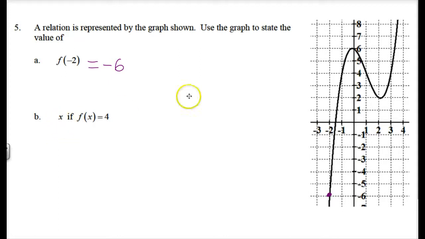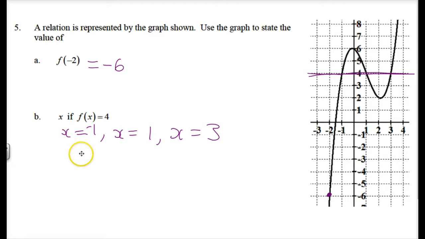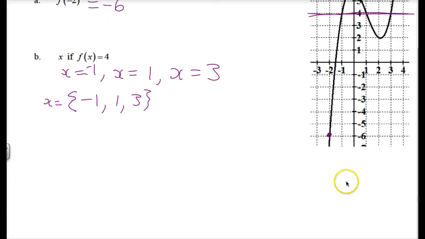What is the value of x if f of x equals 4? Think of that as we draw a horizontal line at 4, right? F of x equals 4 is another way of saying y is equal to 4. So x is equal to 1. Oh, sorry, negative 1, positive 1, and x is equal to 3. So we could say negative 1, 1, 3. So x is equal to the following set of numbers. Remember, these are brace brackets, which indicate a set, not an ordered pair or ordered triple.